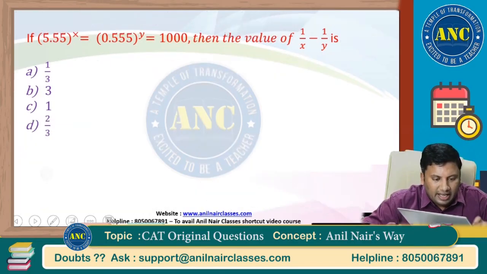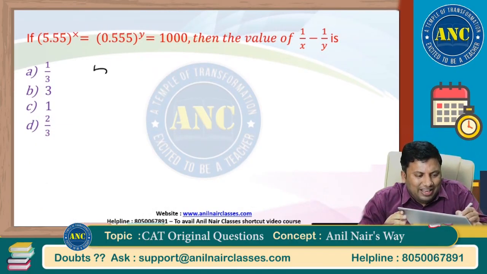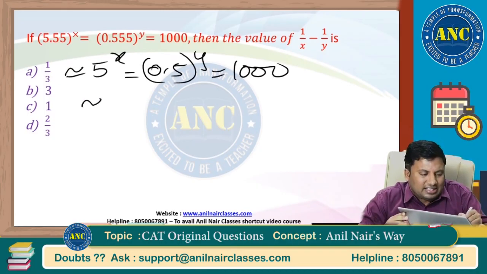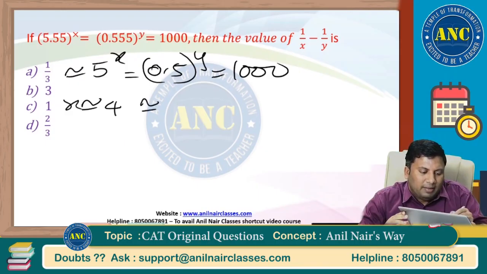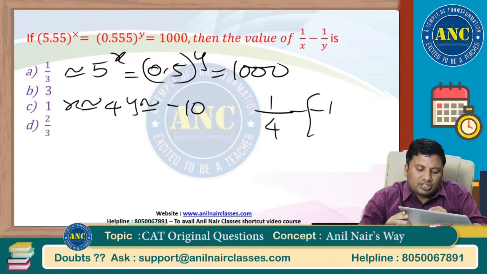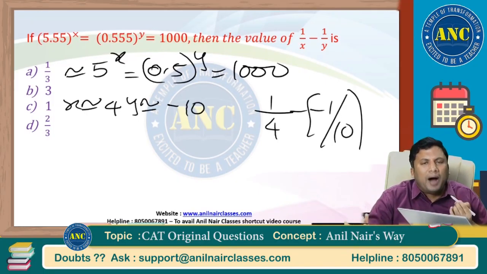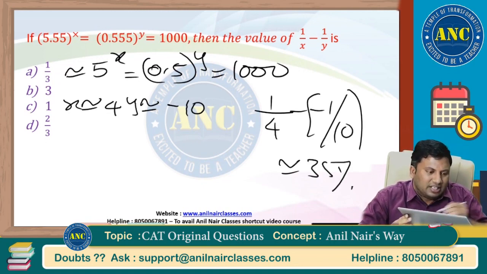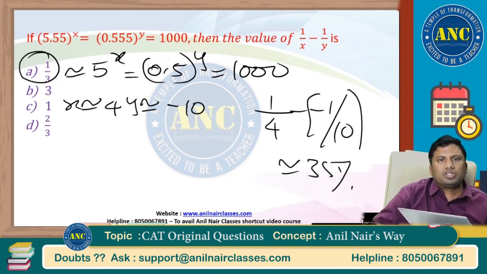Now see here, again one more I am telling. This is 5 power x, 0.5 power y. It is 1000 approximately. Yes or no? X is approximately 4. Y is approximately minus 10. 1 by 4 minus of minus 1 by 10. 5 second का माल है sir. Approximately 35%. Answer is closer to 1 by 3.